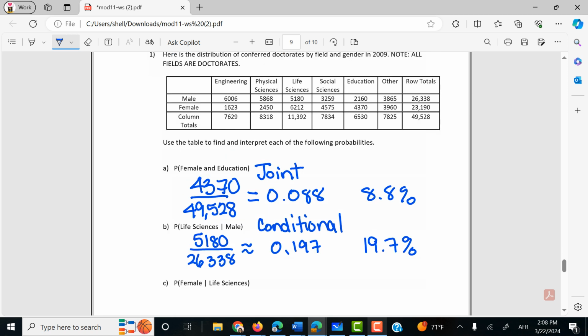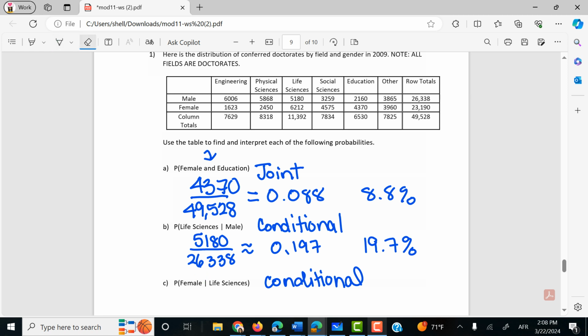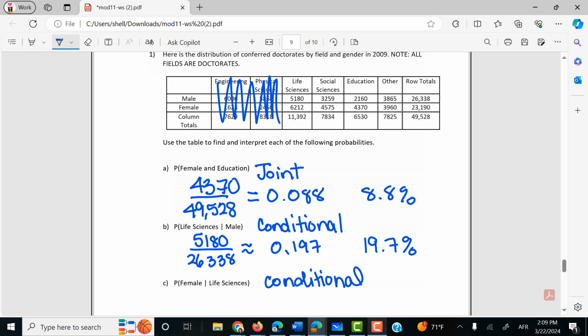Now we're going to look at the probability of female given that they chose life sciences as a doctorate. Again, this is conditional. You'll notice little clues to tell when it's joint versus conditional. In joint, you'll see the word "and." In conditional, you'll see that slash marker, telling us there's a condition on the probability. We now only want to look at the life sciences. We do not care about the other fields or the row totals, just the life sciences.